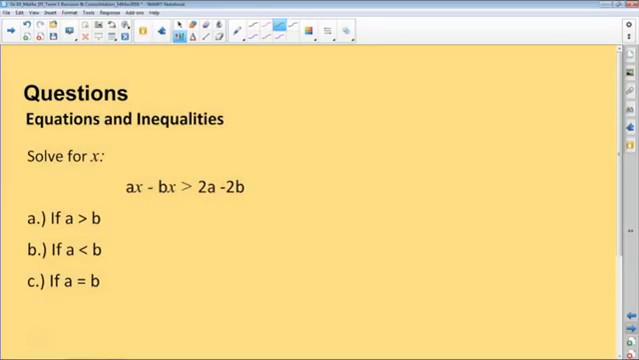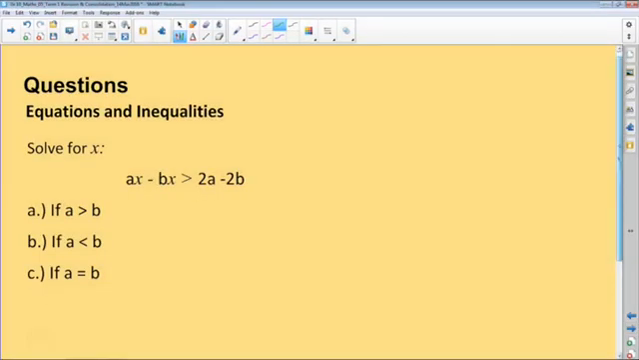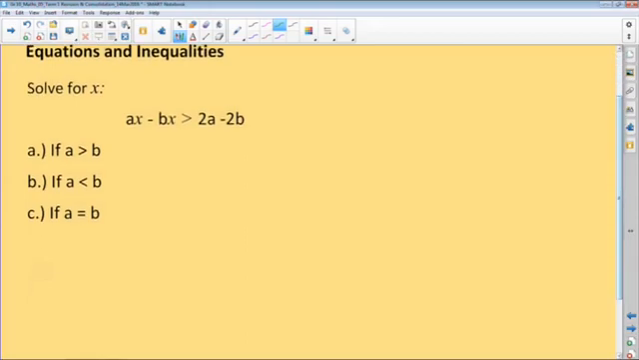The next questions come from equations and inequalities. Okay, and it says solve for x. Now, it's a little bit abstract, isn't it? We've got ax minus bx is greater than 2a minus 2b. And then it has all of these other inequalities. So let's take away all of this and talk about a and b as values.